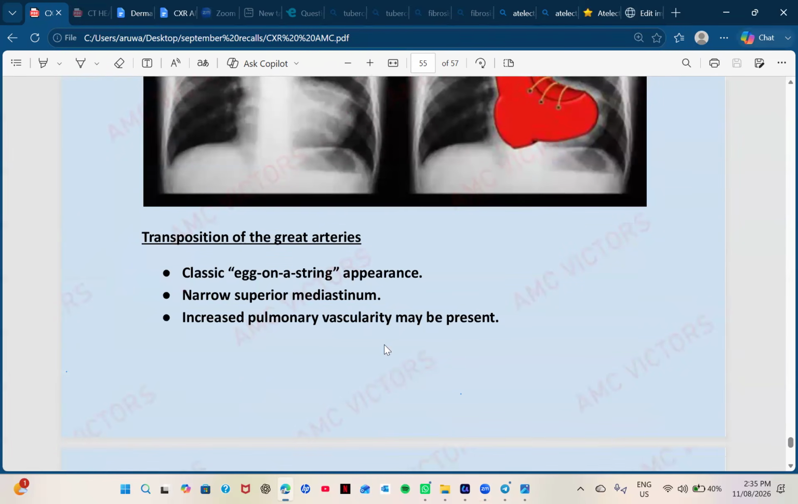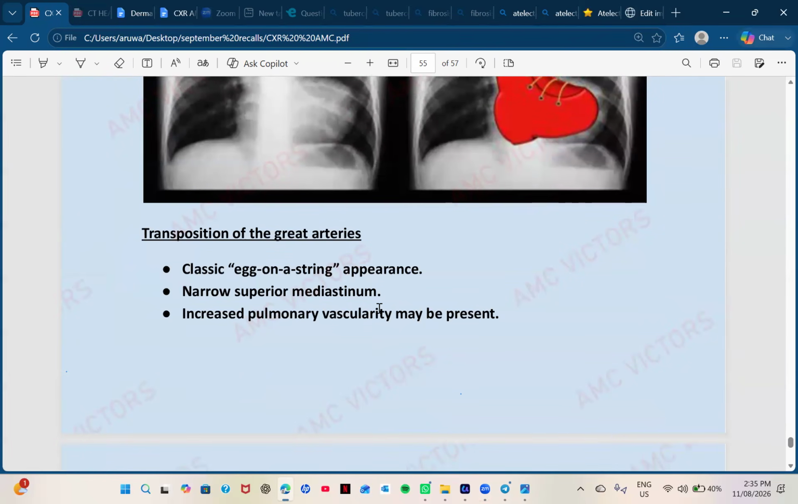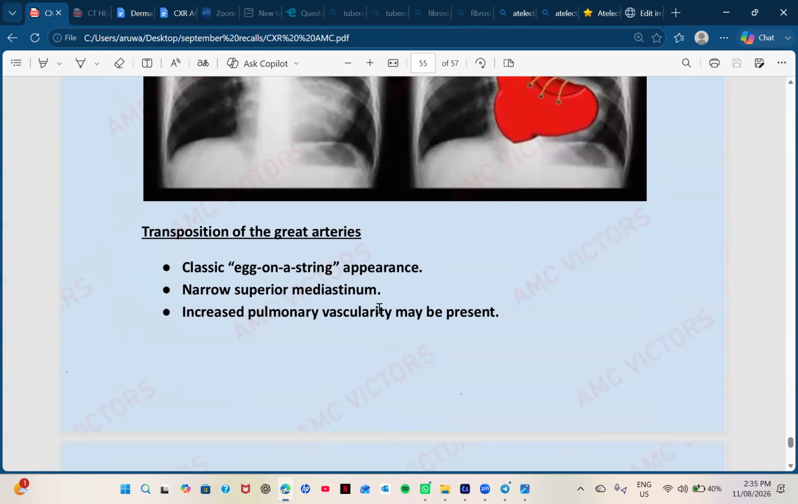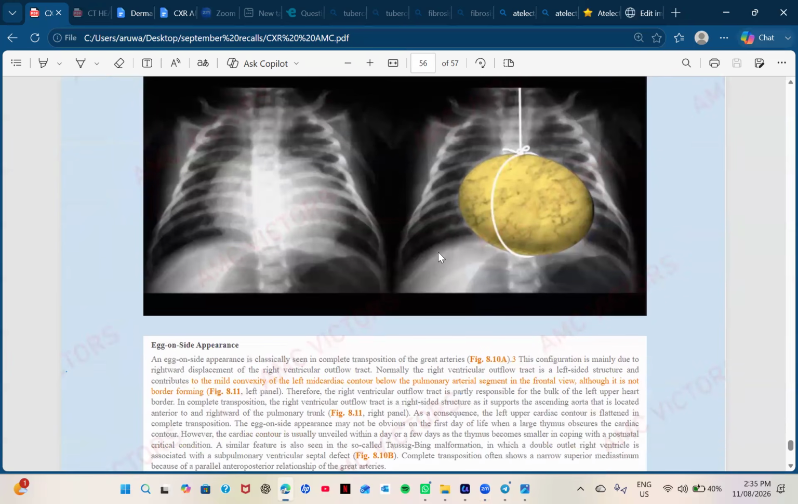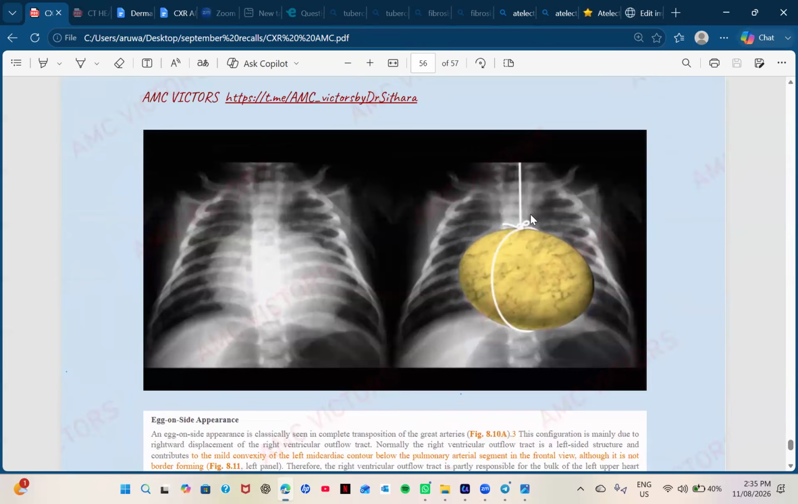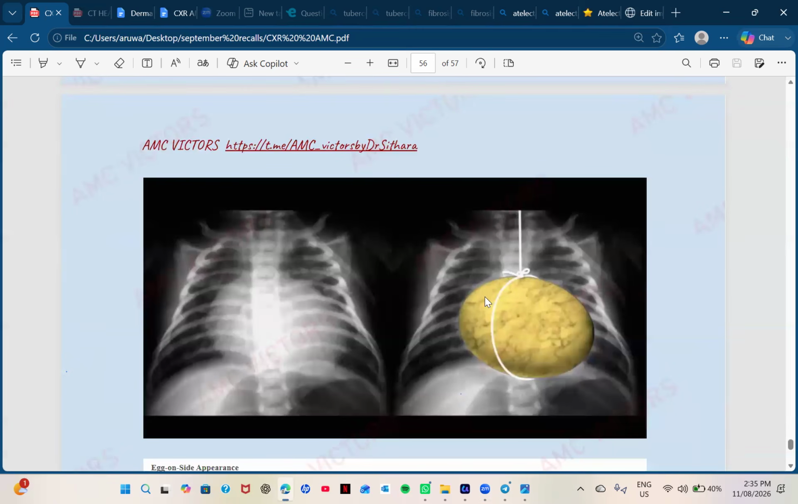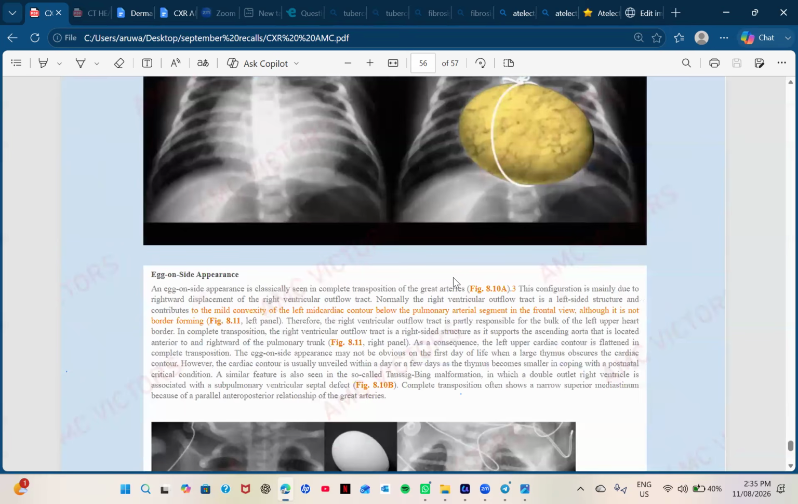So transposition of the great arteries, how does it present? Have you seen the egg on a string? Egg on a string appearance. This is the egg on a string appearance. Okay, egg on a string appearance. This is the appearance you can see. Right, you can see it here.